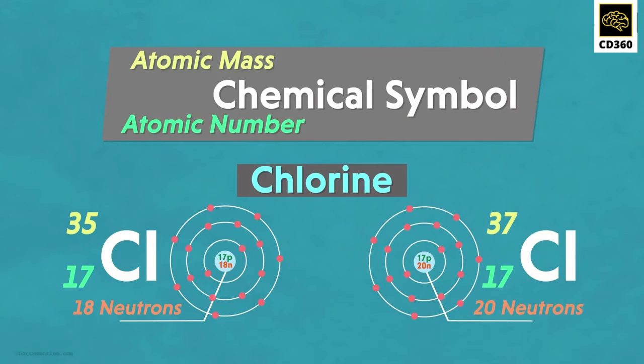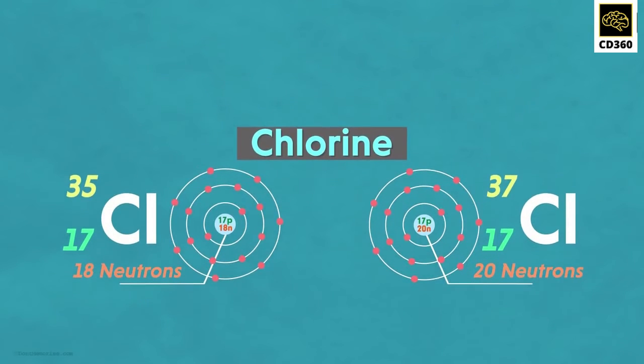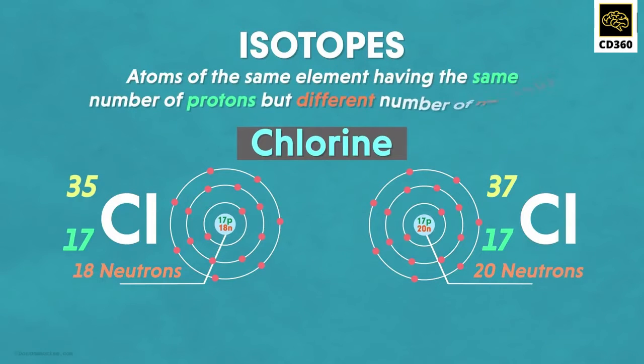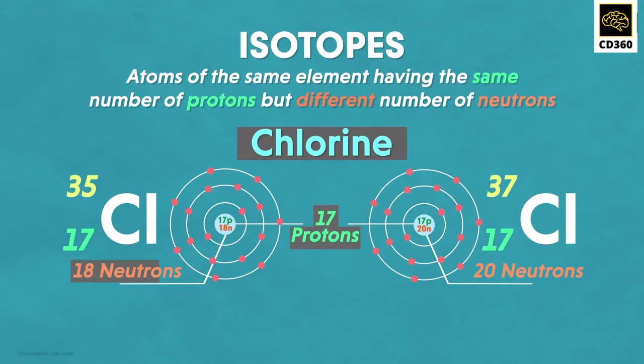There are many such cases where atoms of the same element exist in different forms. These forms are called the isotopes. Yes, in simple words, isotopes are defined as the atoms of the same element having the same number of protons but different number of neutrons. Just as we saw in the case of chlorine, all the atoms have 17 protons, but a few of them have 18 neutrons, while some others have 20. So these are the isotopic forms of chlorine.